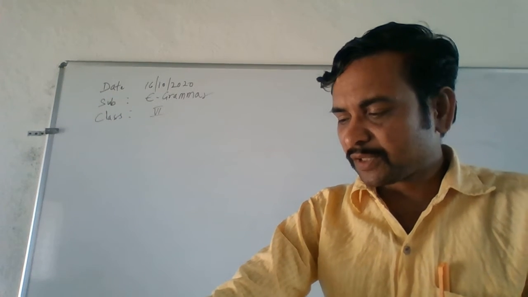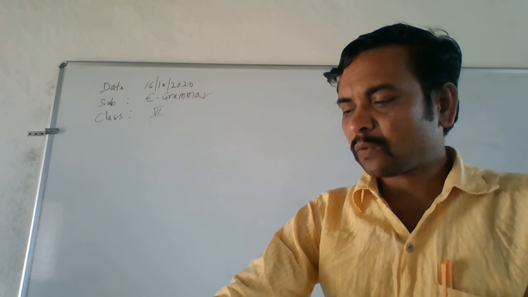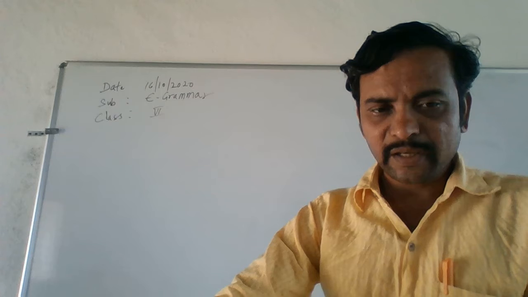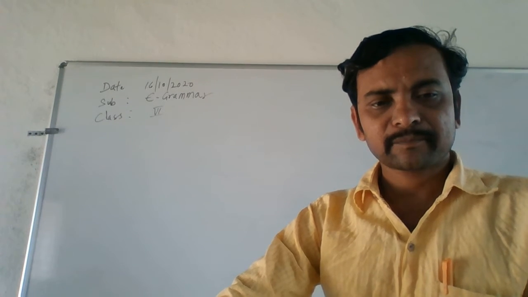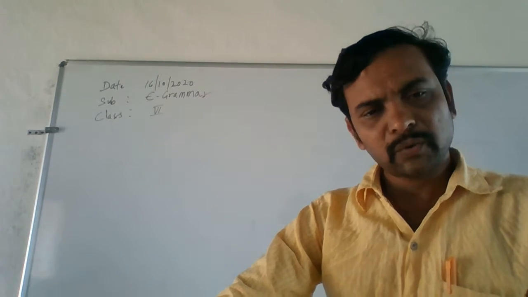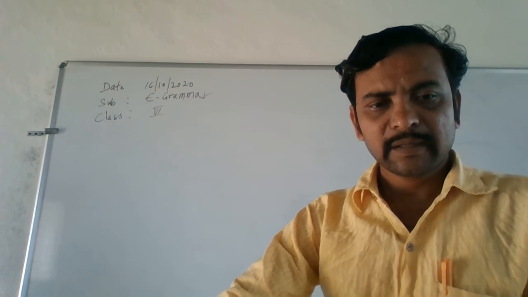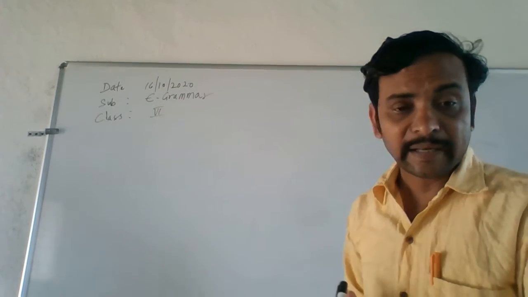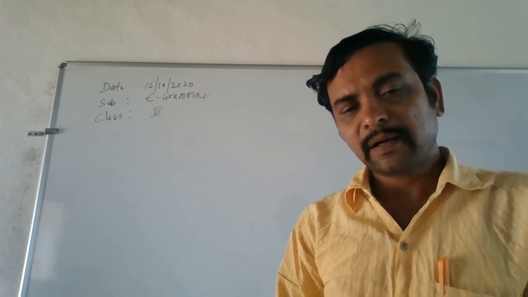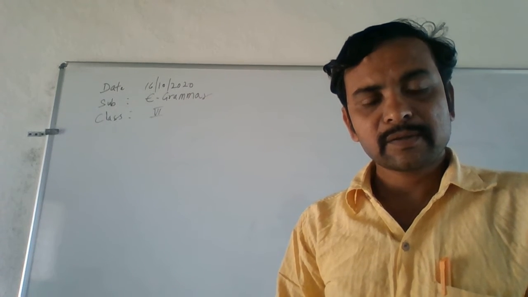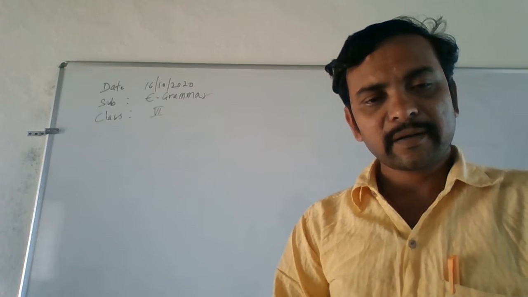Then preposition. Preposition is used before a noun or pronoun. It shows the relation between words in a sentence. From, to, in, on, above, below, under, beside, between: all these are preposition words. Then conjunction, the joining words: because, so, hence, till, until, however, but, or, neither nor, either or, not only but also. All these are conjunction words.